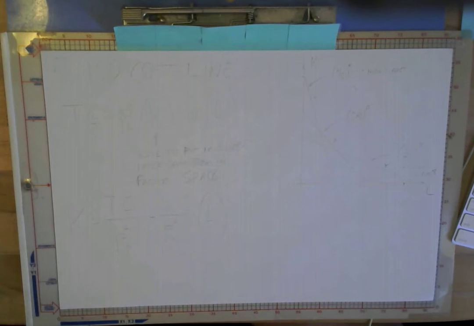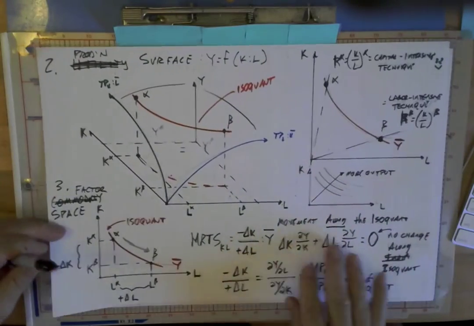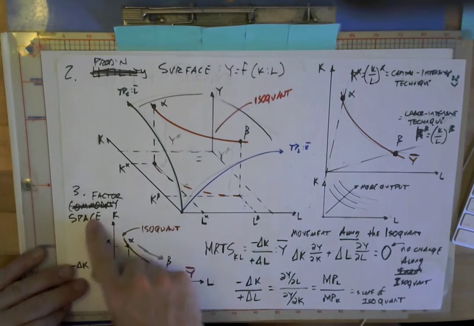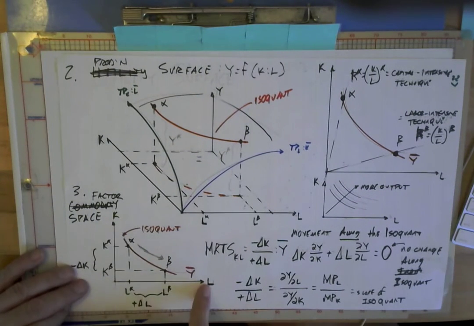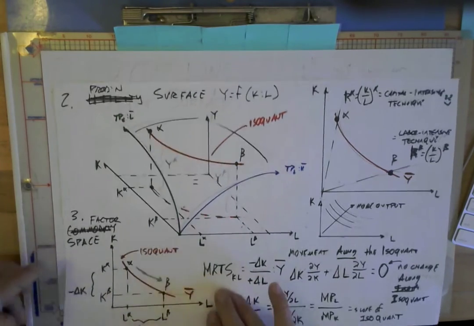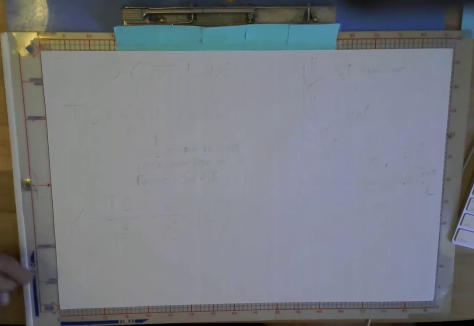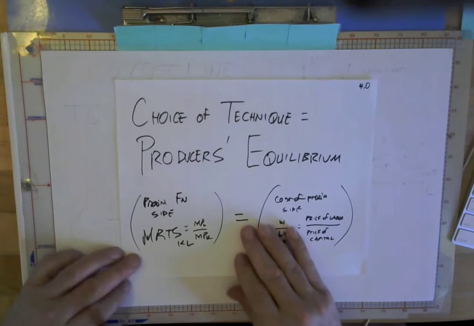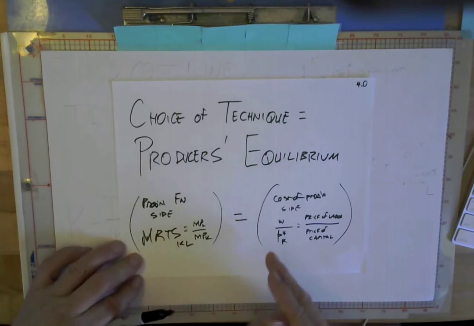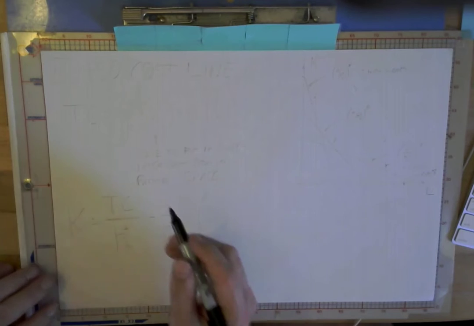Just as in our production function, we had our isoquant, and our isoquant was drawn in factor space: quantity of capital on the vertical, quantity of labor on the horizontal. We're going to do the same thing with the cost side. We're going to also draw that in factor space, because that's where we're going to see the equality. This equality at the producer's equilibrium is going to be graphically shown in factor space. Hence, we have to draw this in factor space.